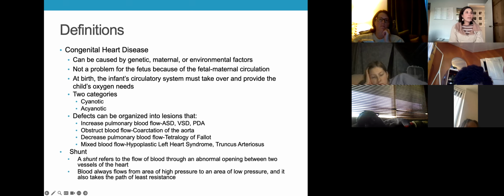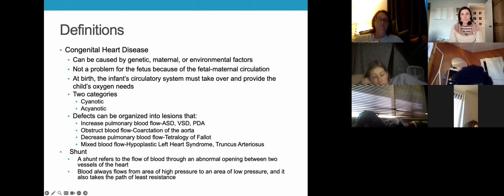So we can categorize the defects into what they do to your blood flow. So if they increase your pulmonary blood flow, you probably have an atrial septal defect, which is going to be an abnormal opening between the right and left upper chambers, so your atria. You can have a ventricular septal defect, which is the same thing, but just your lower chambers, so your ventricles.